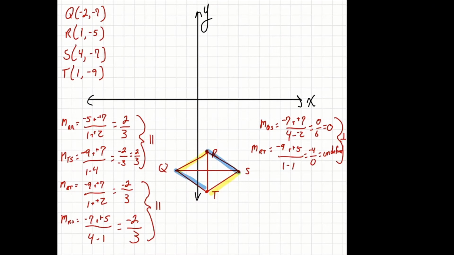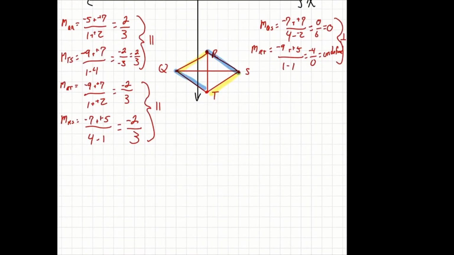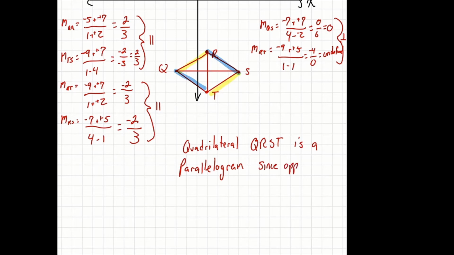So sentence number 1 is going to be, I'm just going to call it a quadrilateral because that's all I know it to be right now. Quadrilateral QRST is a parallelogram since opposite sides are parallel.